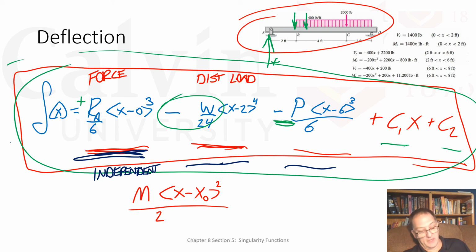So my deflection is a function of the load, and it's linear with respect to that load. Yes, this term, it's not linear with respect to position, but it is linear with respect to the load. So that's an important thing that's going to show up in section 6.